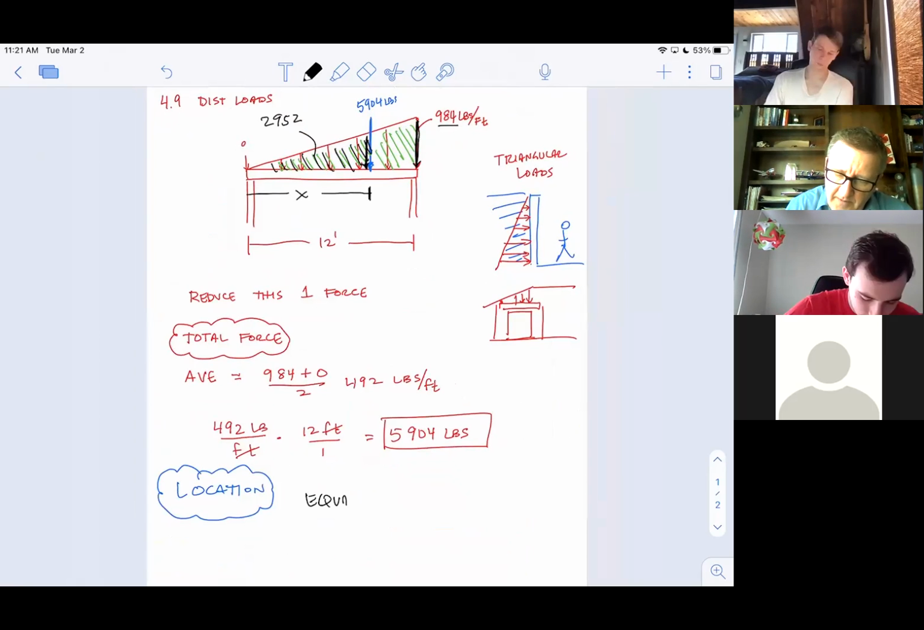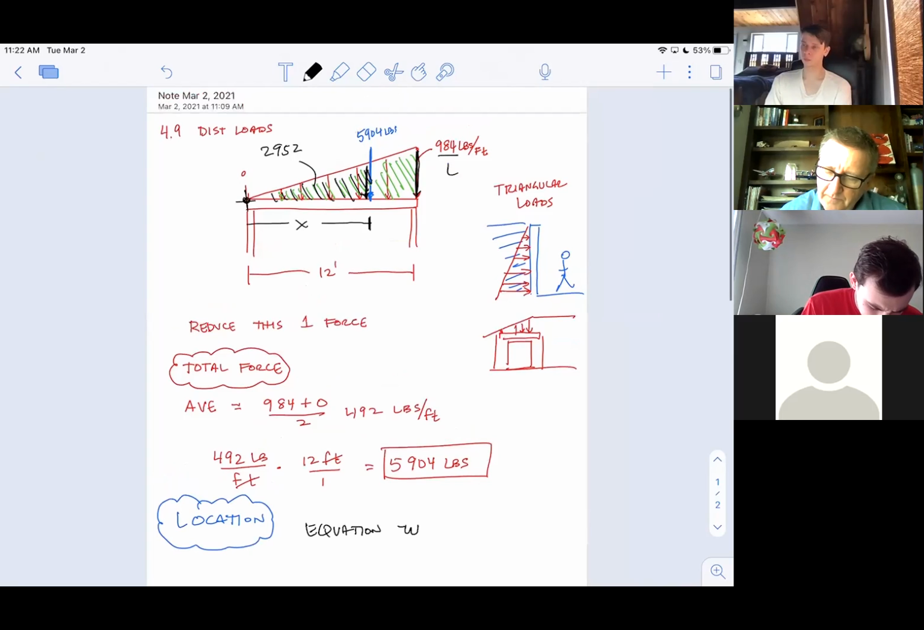if I think of this as kind of the XY axis right here, let's say W, for weight. This is the weight at X equals 12 feet. That was the weight in pounds per foot, so it's a lowercase w. Well, wouldn't the weight be equal to the slope, which is 984 over 12, times X?